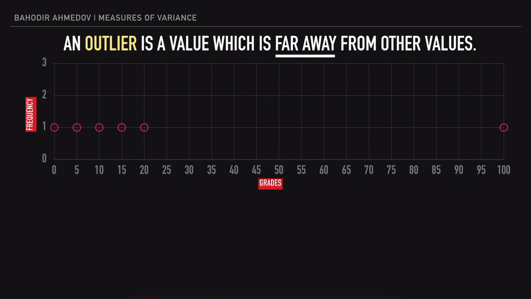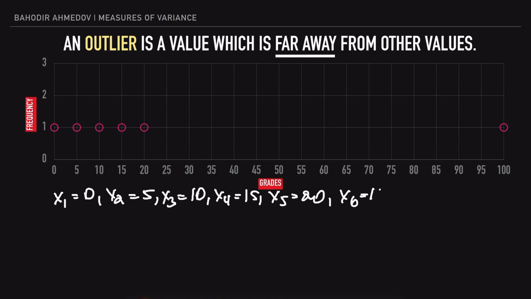So in order to do this, let's find the mean and the standard deviation of the sample points. So I've got six sample points, right? So 1 is equal to 0, 2 is equal to 5, 3 is equal to 10, 4 is equal to 15, 5 is equal to 20, and 6 is equal to 100. So obviously this 100 is far away from the others. So I would like to know whether it is sufficiently far away from the others so that we can call this point an outlier or not. So first of all, I'm going to find the mean.